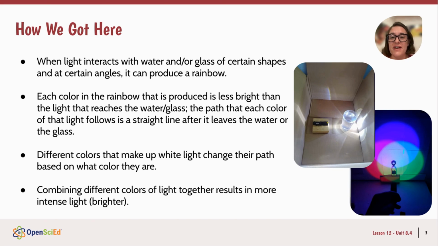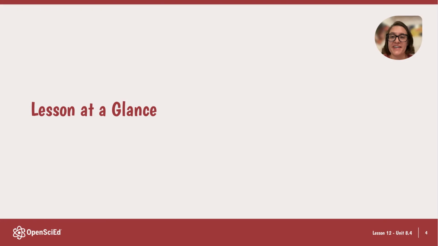Students just figured out that light interacts with water and glass of certain shapes and angles to produce a rainbow, and that these different colors end up less bright than the original white light. And we can also recombine them to create that bright white light. And even though after it changes its path and refracts into those different colors, the light still continues in a straight path. There's a lot that we figured out in Lesson 11.